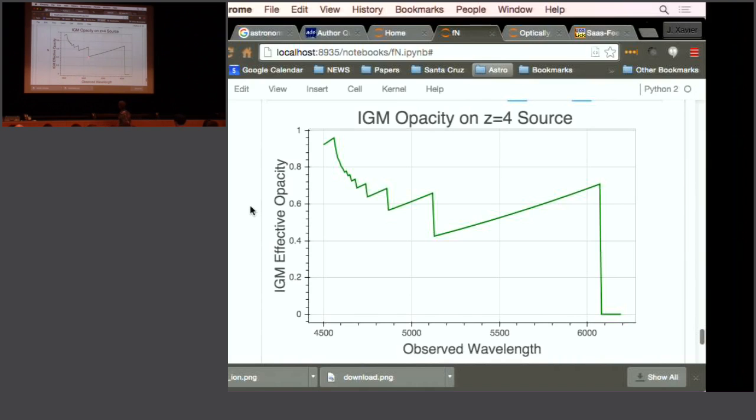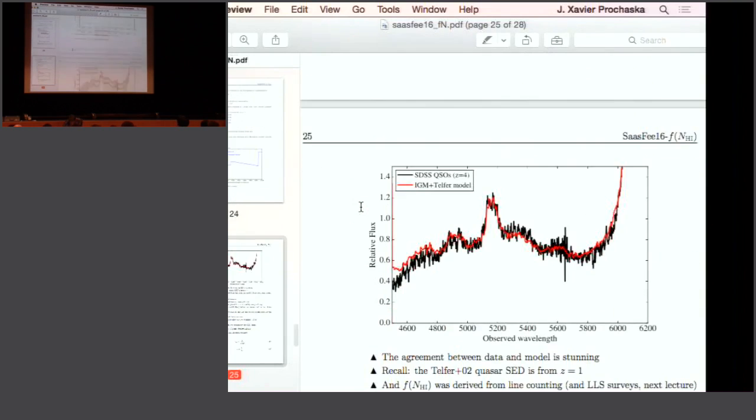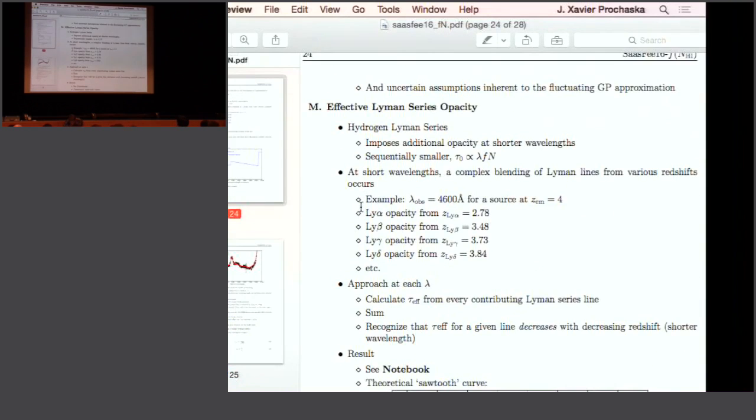And then here, Lyman beta opacity kicks in again, then a decrease, then gamma, delta, and so forth. Okay, and I'm not showing any opacity from the continuum, just the Lyman series opacity from a redshift 4 source. That's the prediction from this frequency distribution. So I'm just integrating. That's it visually. We're just integrating.